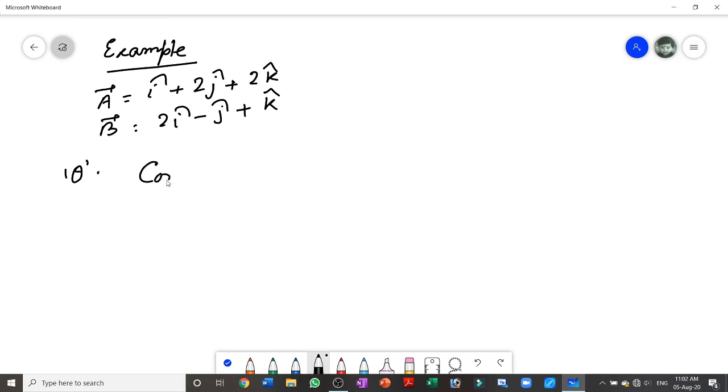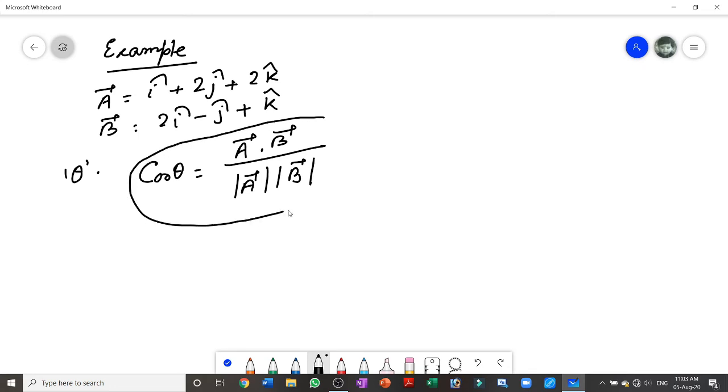So our formula is cos theta equals a vector dot b vector divided by mod of a vector into mod of b vector. So this is our formula. Now first we calculate a vector dot b vector. We have to write them side by side.